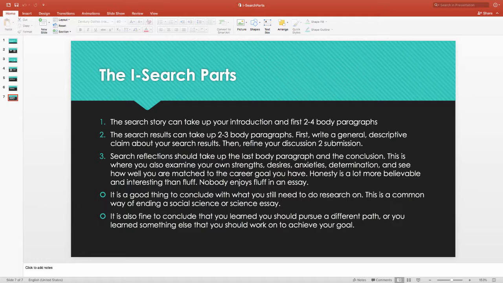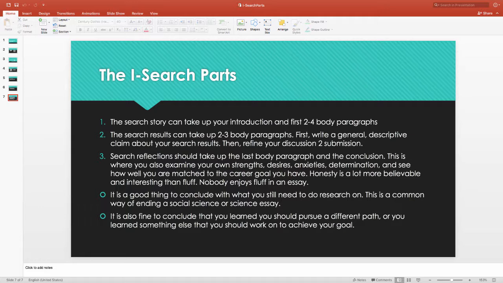It is also fine to conclude that you learned you should pursue a different path. Maybe you decided you didn't want to get a PhD so that you could become a forensic pathologist, because that is a pretty big investment to spend that much time in school. Or maybe you had sold yourself a little bit short. Maybe you thought, well, I just want to be a technician. And you realized when you did your research that actually you probably could devote a couple more years and get a bachelor's degree and kind of open up the possibilities for you in your future so that you could get a better job or a more satisfying job.